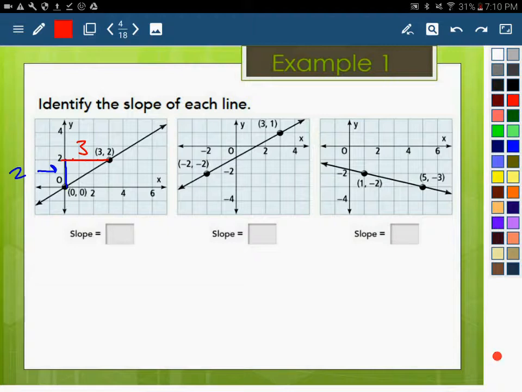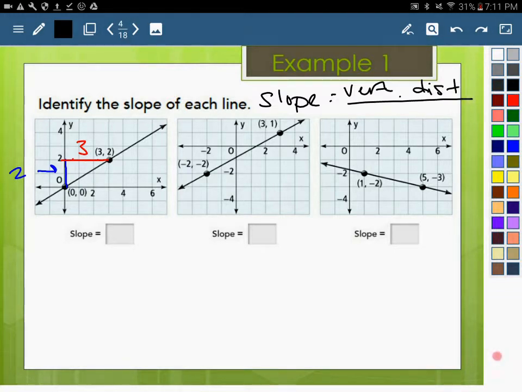So the slope of the first graph, again, just to remind you, let me write this down. Slope is equal to the vertical distance divided by the horizontal distance. Sorry if my handwriting's a little sloppy there. Vertical distance divided by horizontal distance. So for the first graph, the vertical distance is 2, and the horizontal distance is 3. So the slope of the first graph is 2/3.